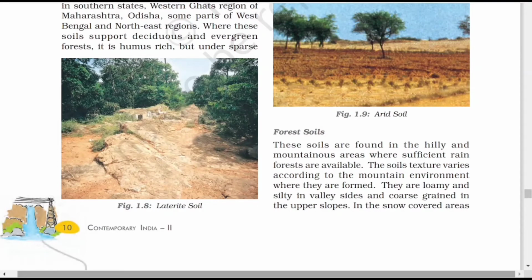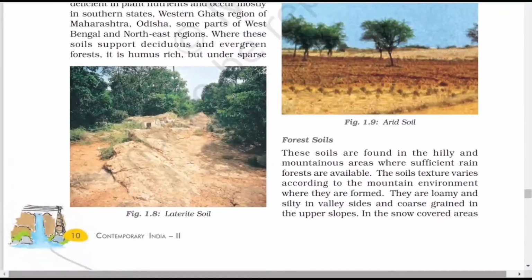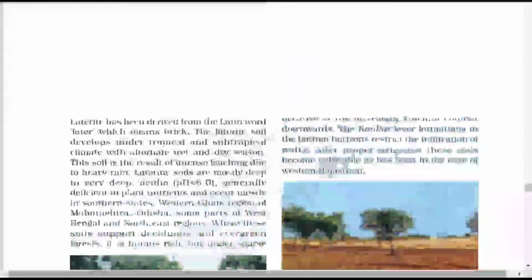So wherever the forests are there, wherever the trees are there, whenever these dry leaves fall down, they give humus. But such areas in the picture which are not covered by forest, there is no humus content in the soil. And you know the soil which is not having humus is not fertile. So I hope it is very clear.